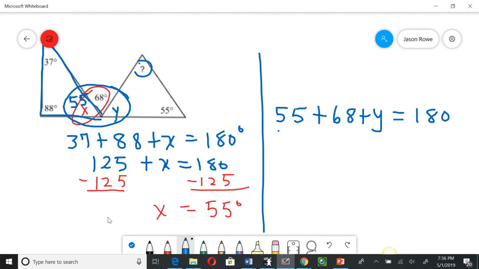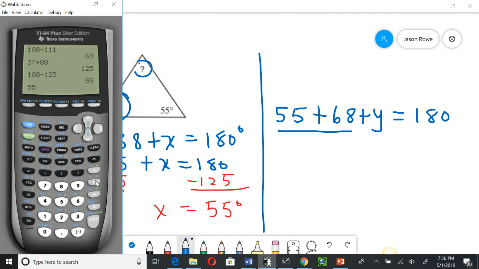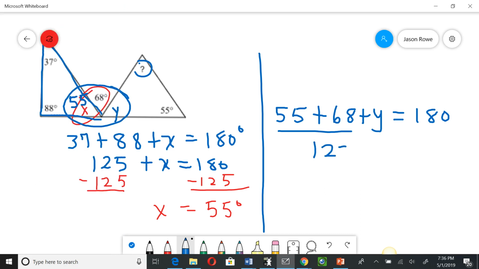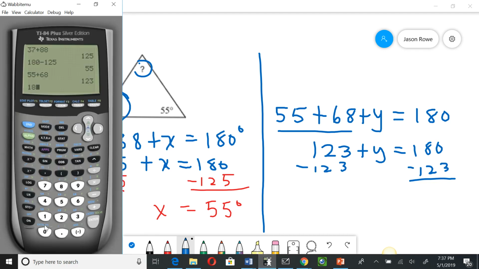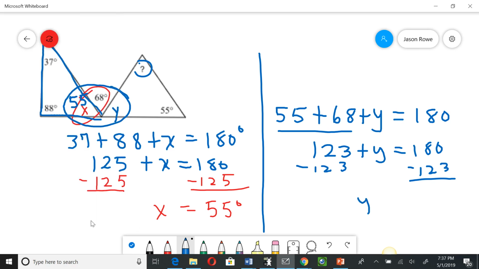So now we're going to add these two values, 55 plus 68. That's 123. Subtract 123 from each side to solve for y. And let's see, we got 180 minus 123. And that gives us 57. So y is 57. Well, and we're still not done yet.